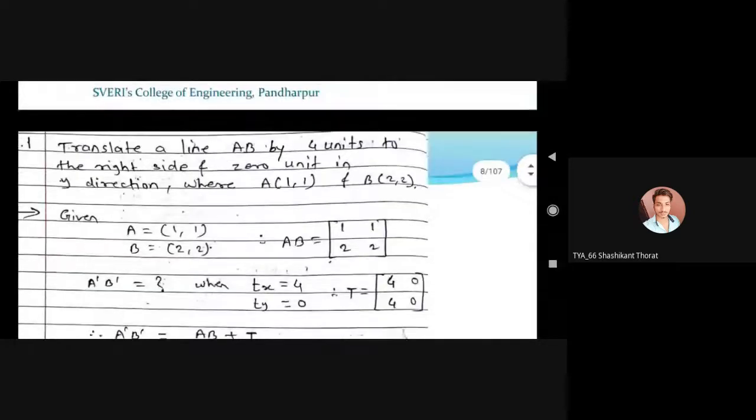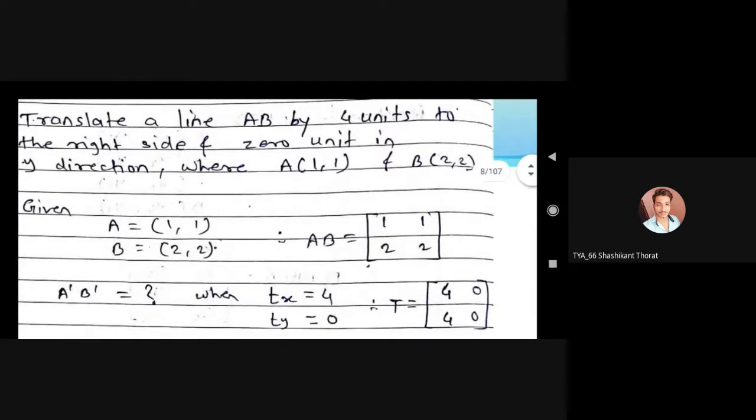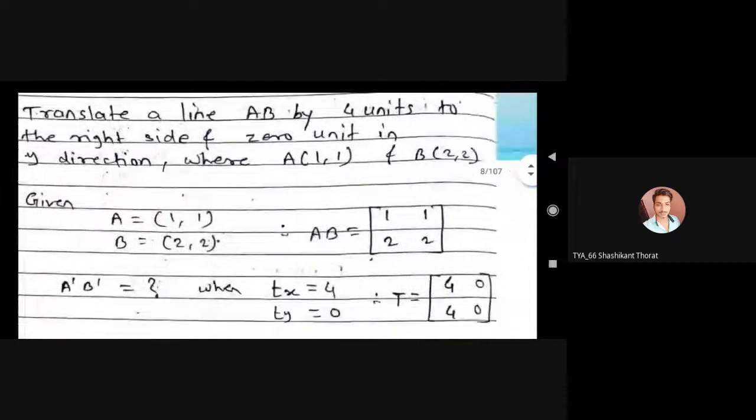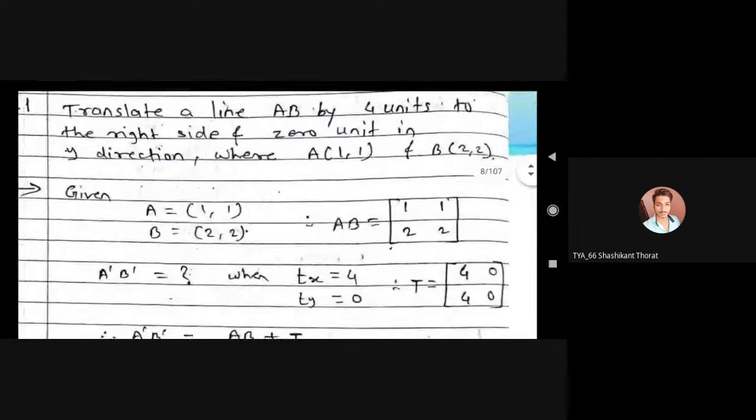So given data AB matrix we have written. Now they have asked us to translate a line. We have to translate the line, but by what unit? They have given the transformation: 4 units to the right side. So what is Tx? 4, and Ty is given as 0 units in the y direction. So write down Tx is equal to 4 and Ty is equal to 0.